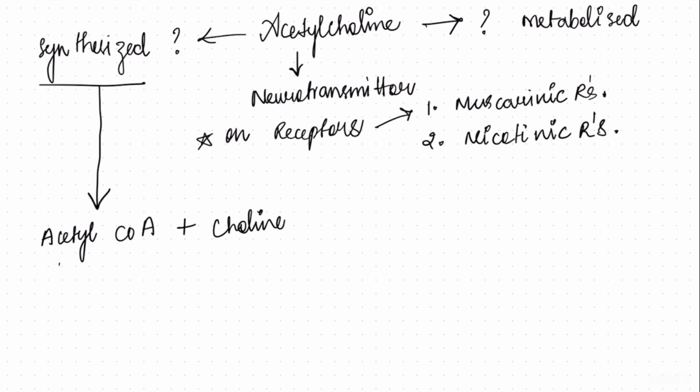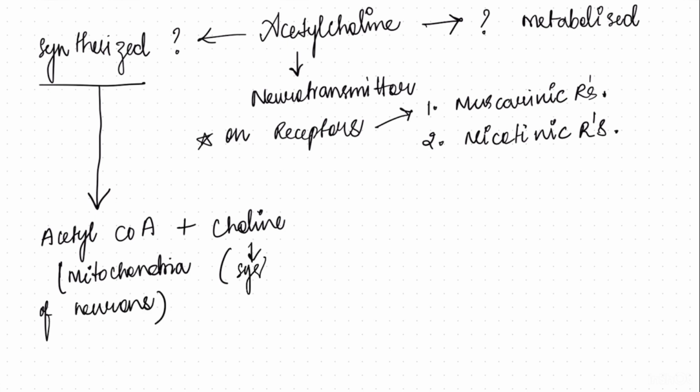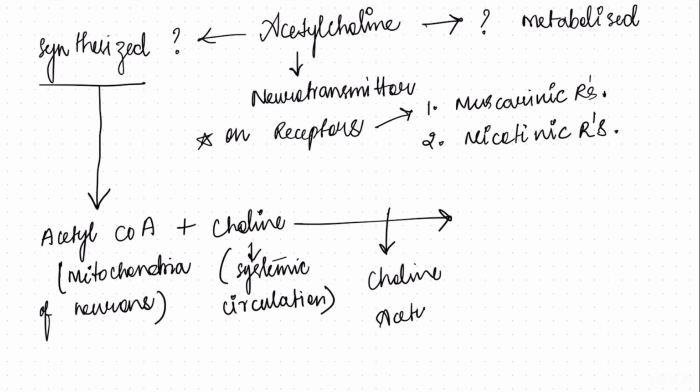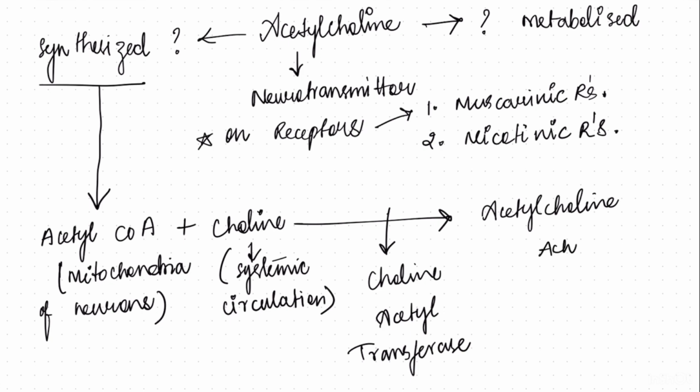Acetyl-CoA comes from the mitochondria of neurons. Choline is from systemic circulation, that means from blood. And there is one enzyme which helps in this reaction, that is choline acetyltransferase, in order to form acetylcholine. It is the important enzyme that helps in the formation of acetylcholine.